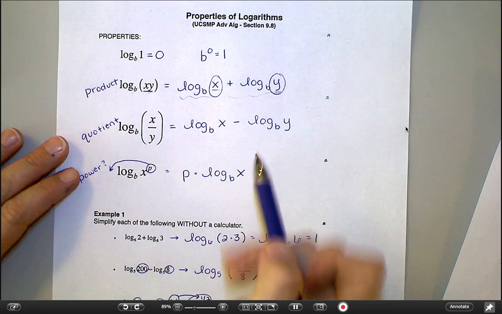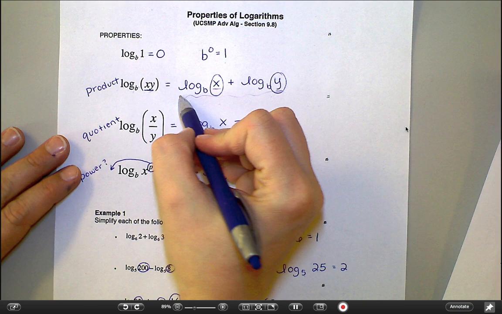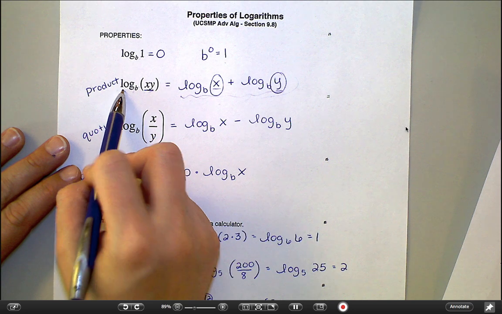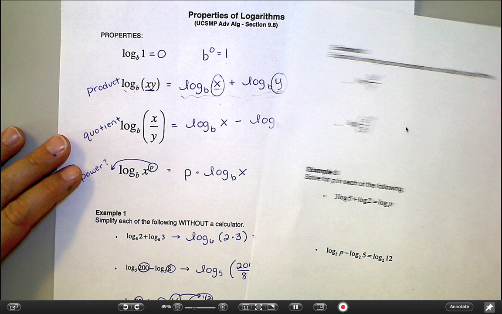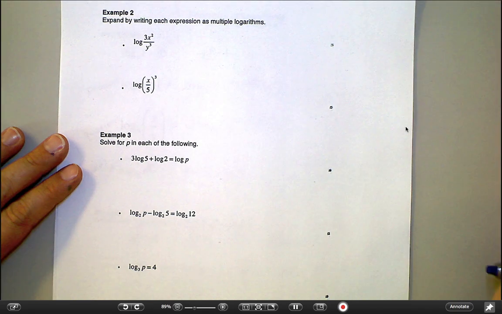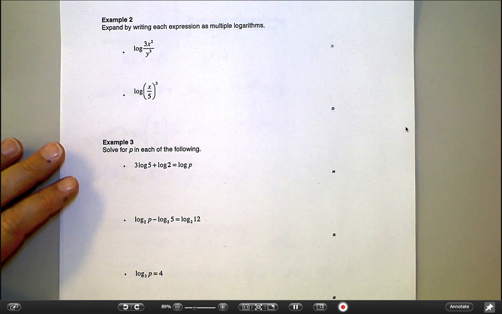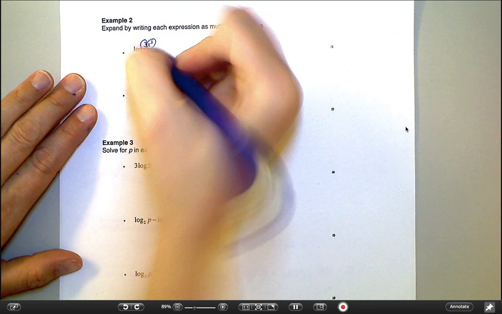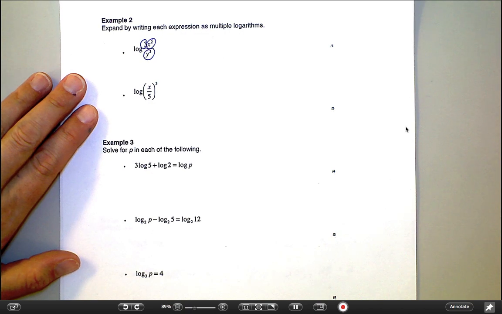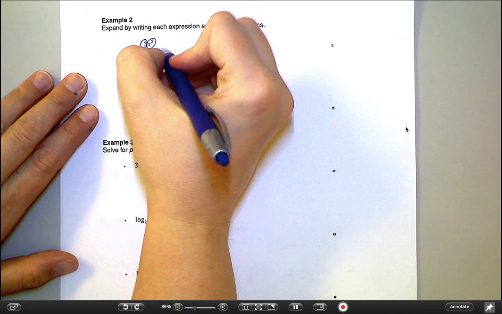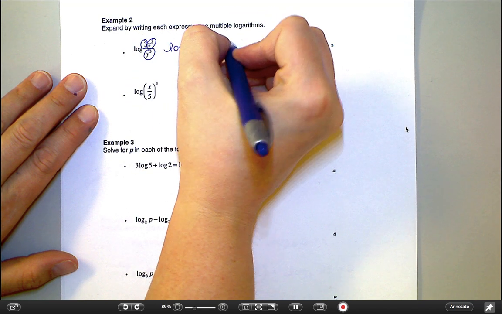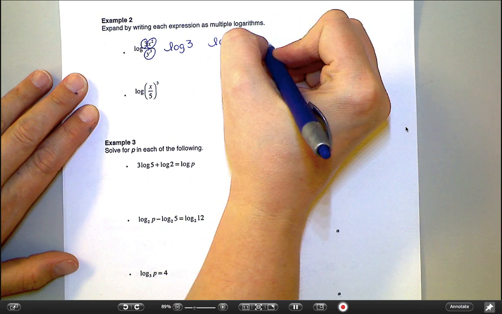So a minute ago, just before we get to those examples, these examples in example 1 all had us going back the other way. It all had us taking this and condensing it, putting it back together. Now we're going to go the other direction, okay? So it says expand by writing each expression as multiple logarithms. So I'm going to separate this into all of its pieces. I have 3, I have x squared, and I have y cubed. And each one of those is going to get its own log. So I'm going to say log 3 and log x squared and log y cubed.